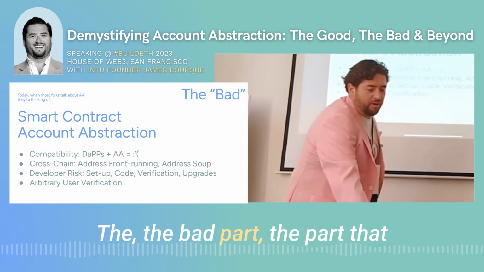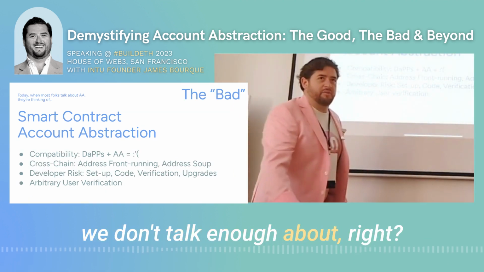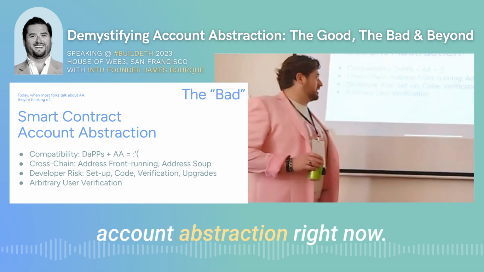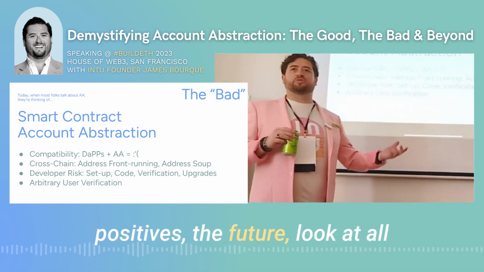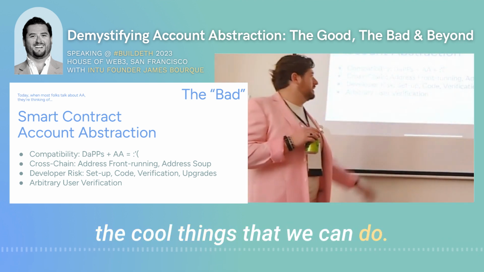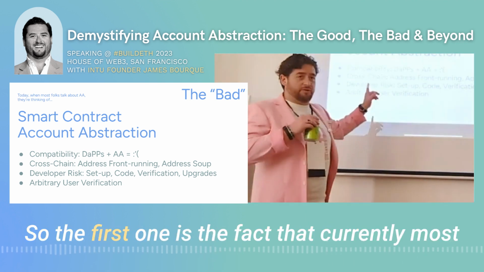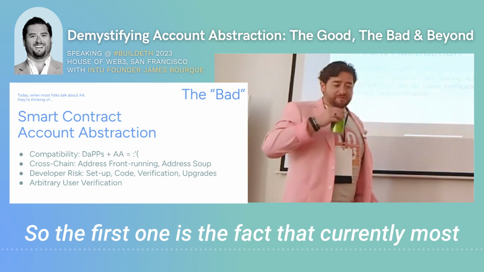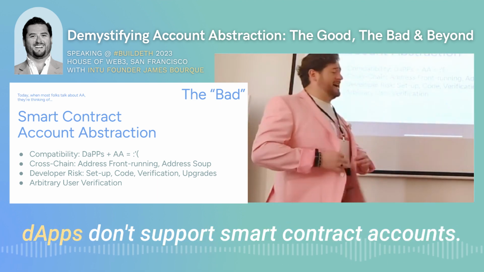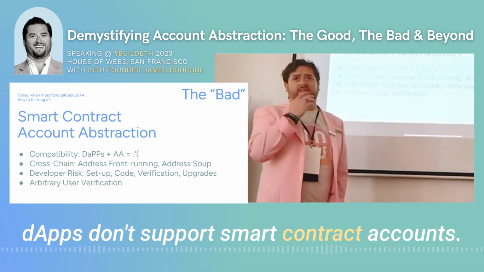The bad part, the part that we don't talk enough about, right? Everyone's so hyped on account abstraction right now. We keep talking about the positives, the future. Look at all the cool things that we can do. These are important things, though, that we have to address. So the first one is the fact that currently most dApps don't support smart contract accounts.